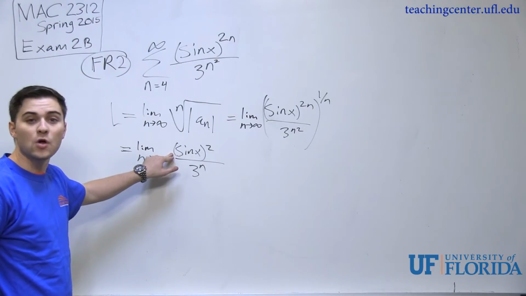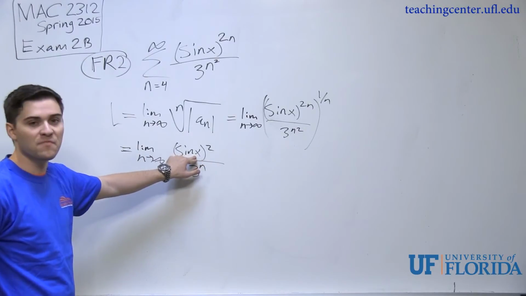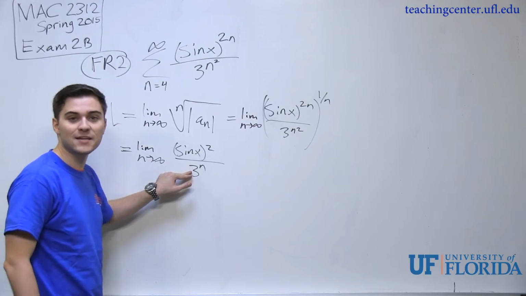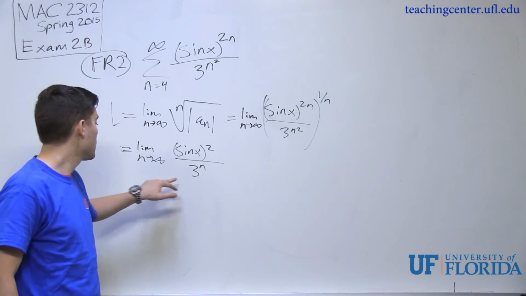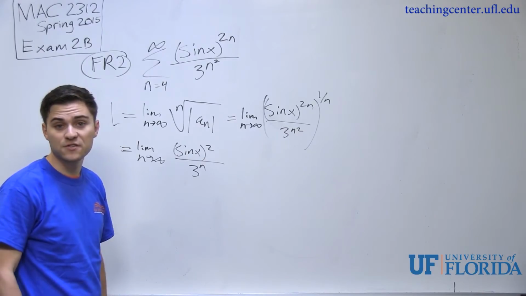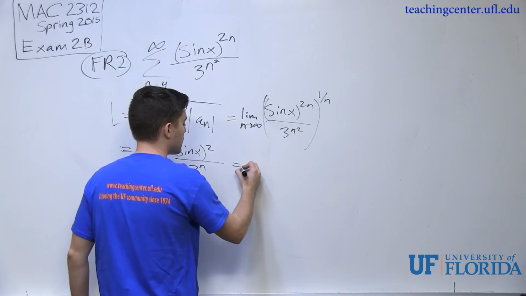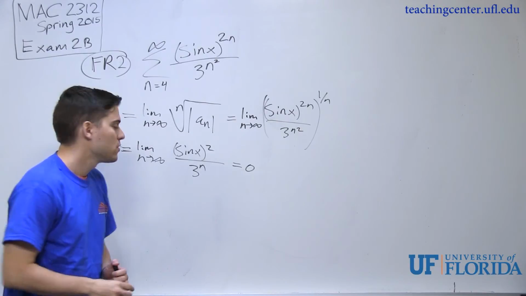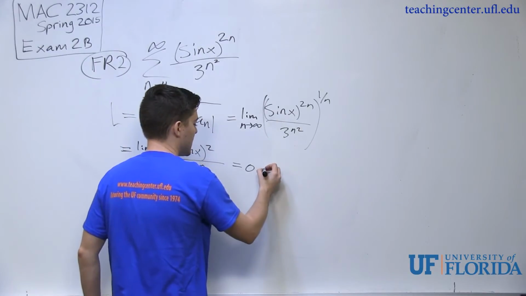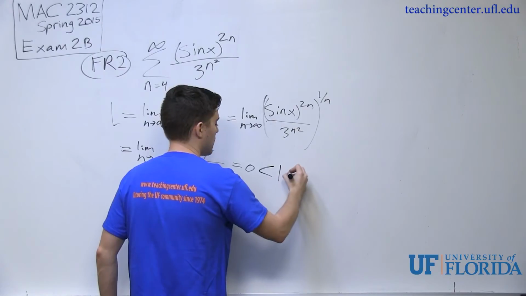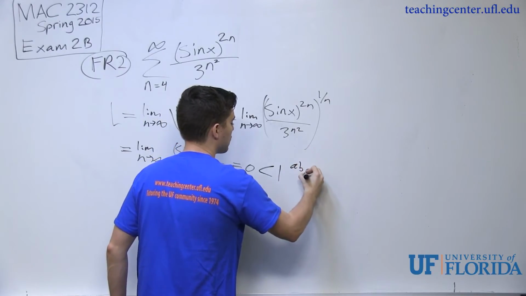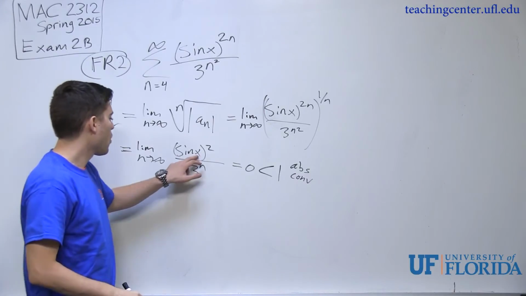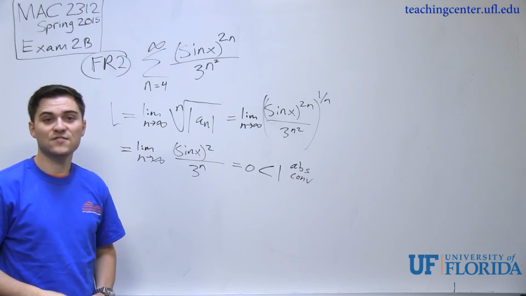This term up here has no dependence on n. x is a number. So in this case, the only term that has any dependence on n is just the bottom one. If I take the limit of this as n approaches infinity, all it's going to do is go to 0. Now, according to the rules of the root test, 0 is less than 1, so this series should be absolutely convergent.